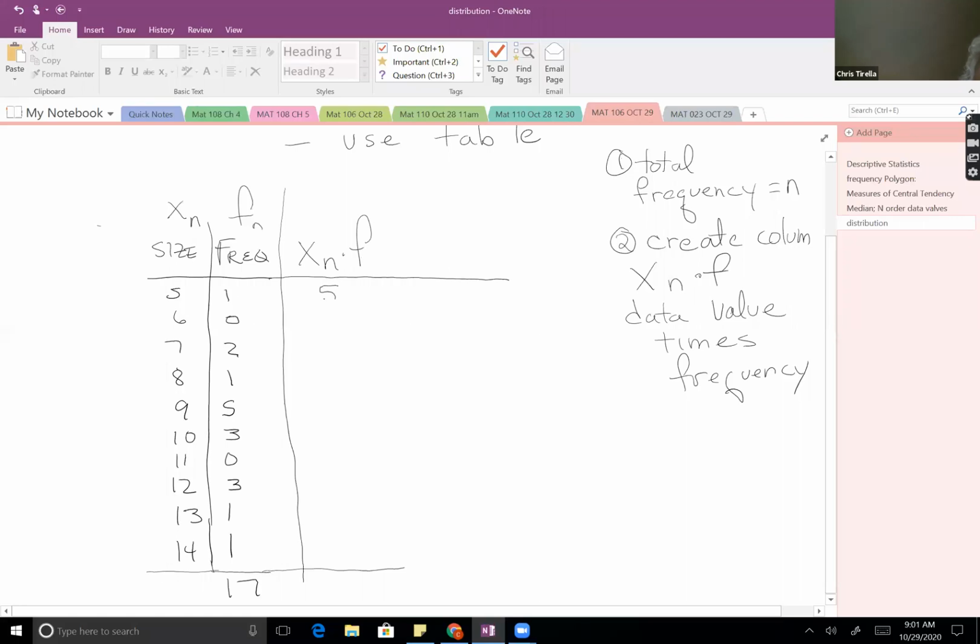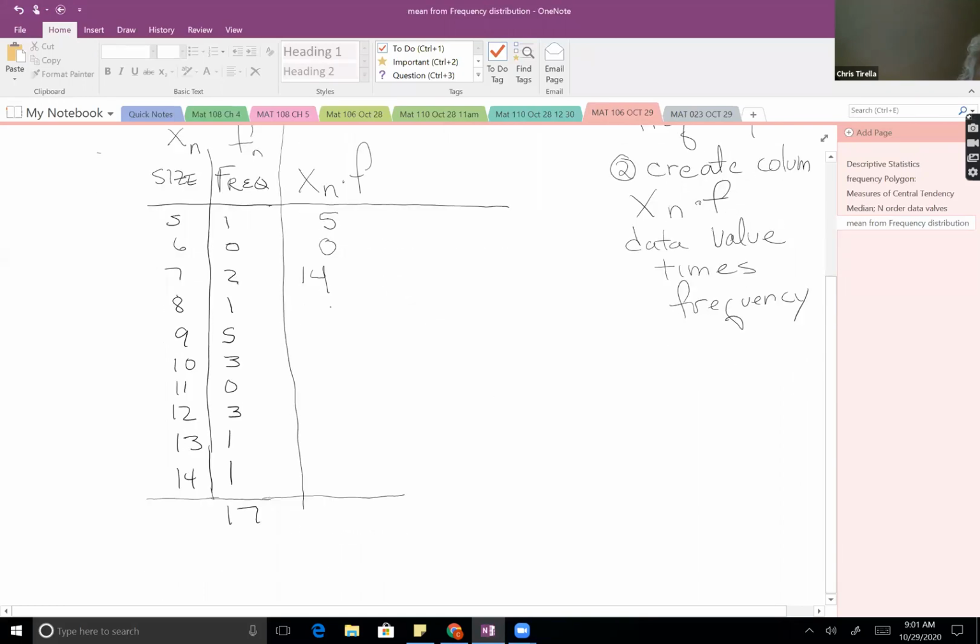So 5 times 1 is 5. 6 times 0 is 0. 7 times 2 is 14. 8 times 1 is 8. 9 times 5 is 45. 10 times 3 is 30. Then 11 times 0 is 0. 12 times 3 is 36. 13 times 1 would be 13. 14 times 1 would be 14.